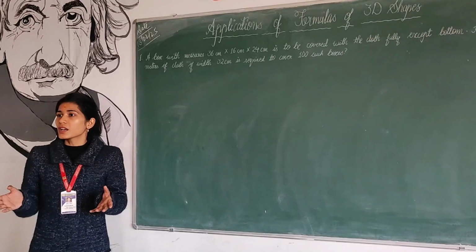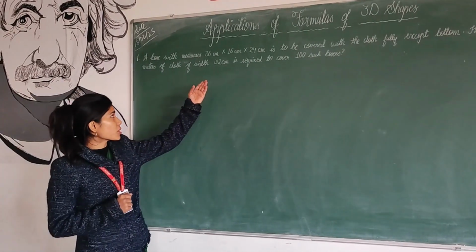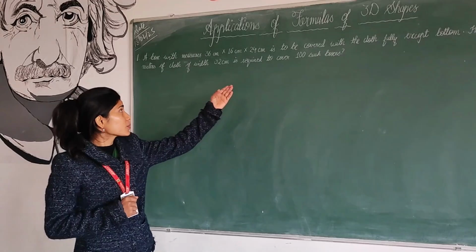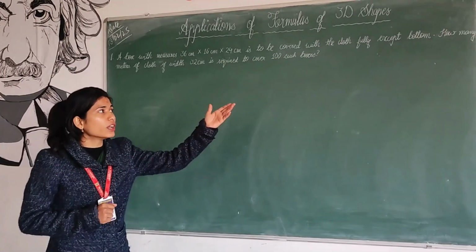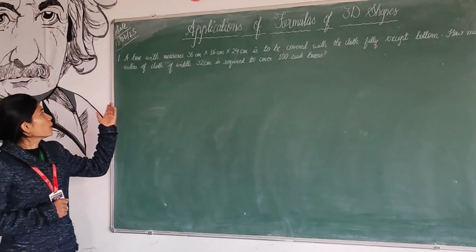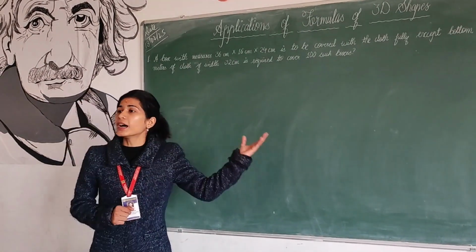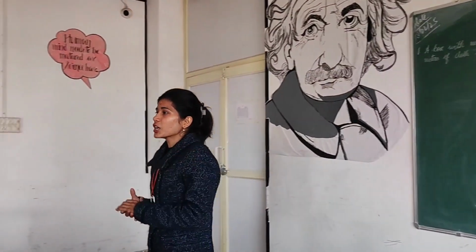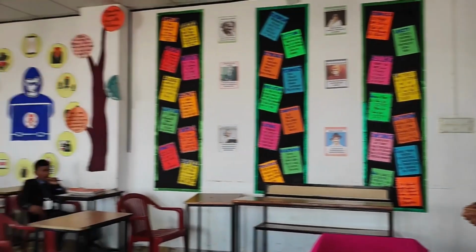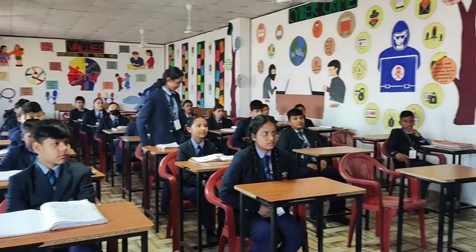So students, our first question is, a box with measures 36 cm multiplied by 16 cm multiplied by 24 cm is to be covered with the cloth fully except bottom. How many meters of cloth of width 32 cm is required to cover 100 such boxes? Children, do you know how to do this question? Okay. Stand up, Riyaji. Come here.